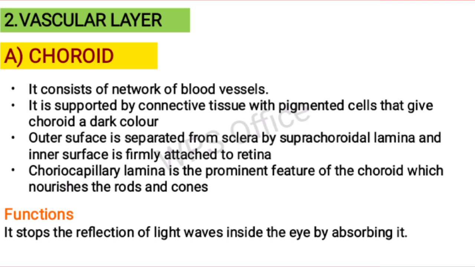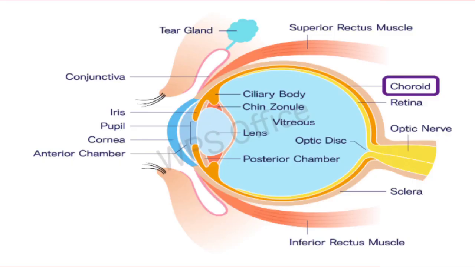So the choroid contains pigmented cells, so it is dark in color, and its relation is to the outer surface. It is connected with the sclera. And there is the choriocapillary lamina, which nourishes the rods and cones. And the function is that it stops the reflection of light waves inside the eye by absorbing them.